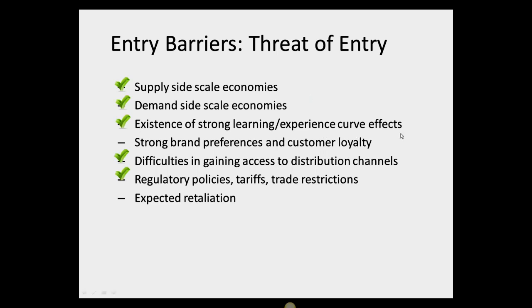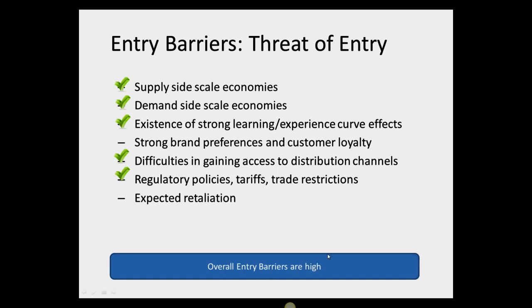Another example is strong learning experience curve effects, meaning that when you are doing something for the first time, you don't do a very good job. That's particularly true in automobiles. We also have regulatory policies, tariffs. All of these factors add up to entry barriers. And if you're in an industry, you want the entry barriers to be high so that you don't have much threat of entry. So overall, entry barriers are high for automobile manufacturers. That's great for the existing manufacturers. Not good for the ones that are trying to get in, but it's great because that means that there's less competition.